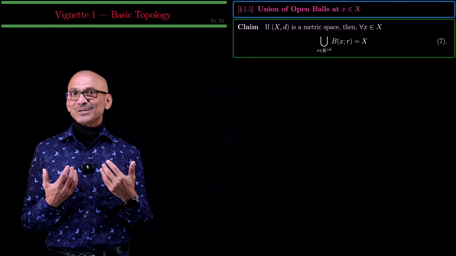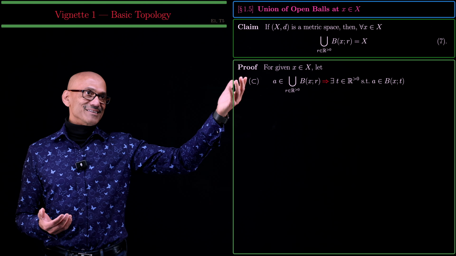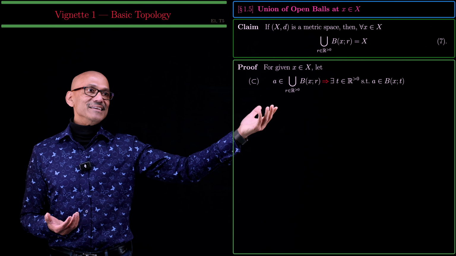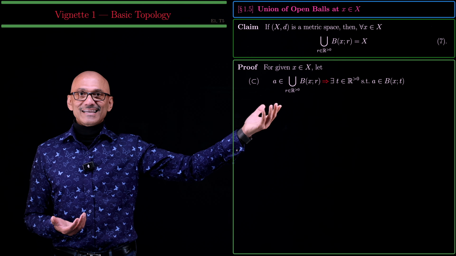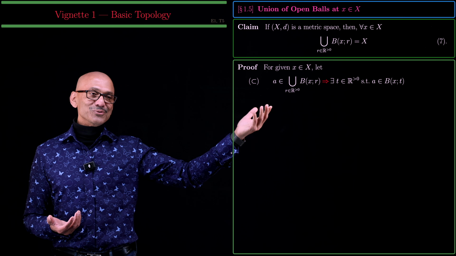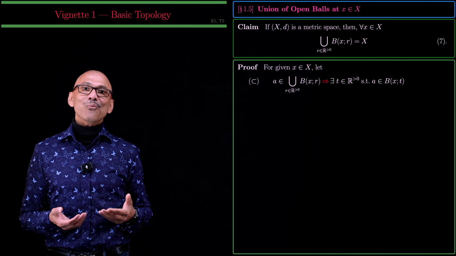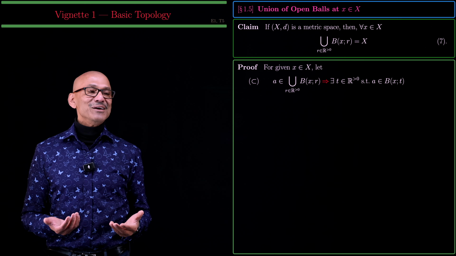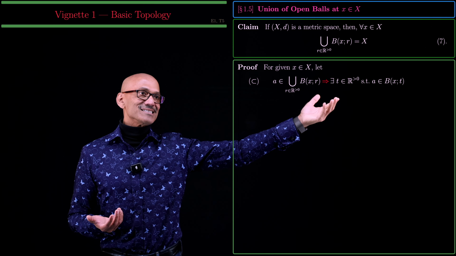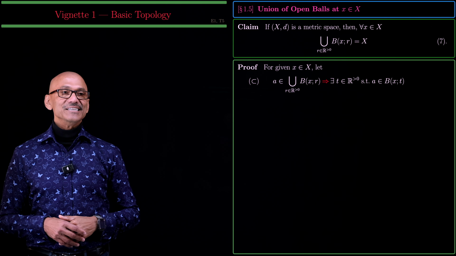How do we establish inclusion? Let's say left inclusion. Well, for given x in X, let a be an arbitrary element in the union of open balls centered at x. If a belongs to this union of open balls, surely then it must belong to one of the open balls in the union, which means that there exists a positive real r such that a belongs to the open ball centered at x and radius r.